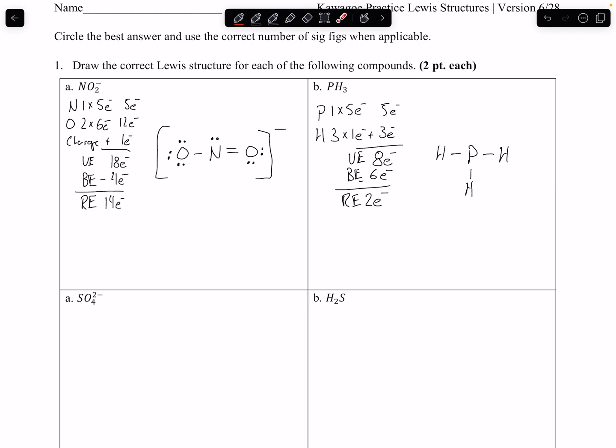Now, when I look at this structure, hydrogen only ever gets a duet, or 2 electrons. So I can't place my remaining electrons on one of these terminal hydrogens. They already have as many electrons as they need. So instead, I just place them straight onto the central phosphorus there. And now we can check and make sure we have octets, or duets in the case of hydrogen. So the hydrogens are all set, each with just 1 bond or 2 electrons. And the phosphorus has 2, 4, 6, 8. So that one's good to go.